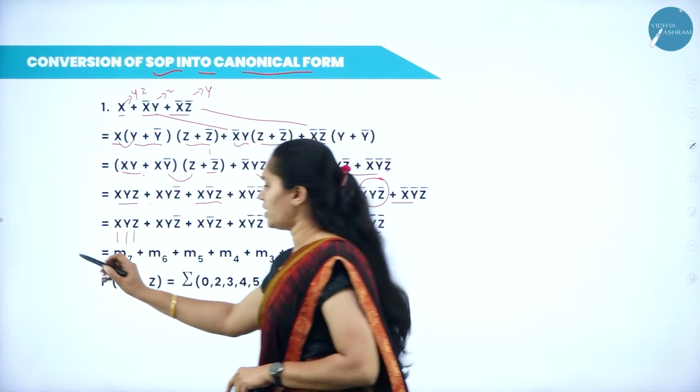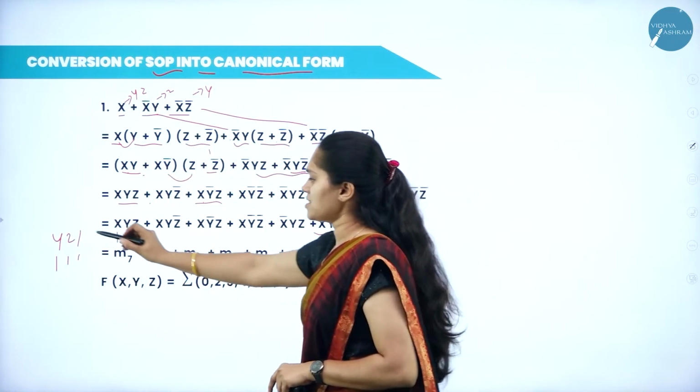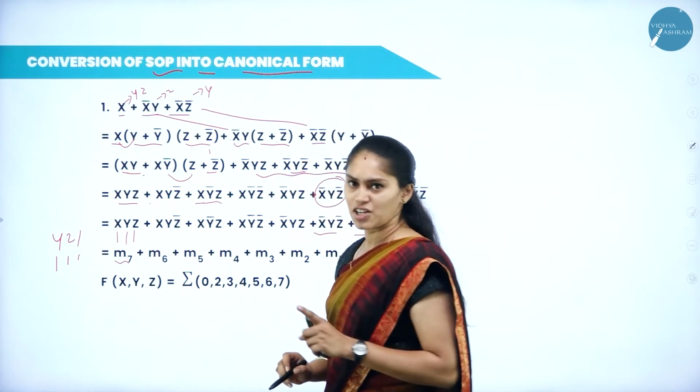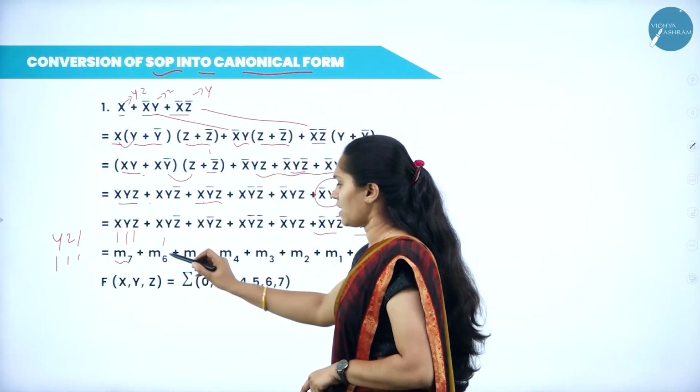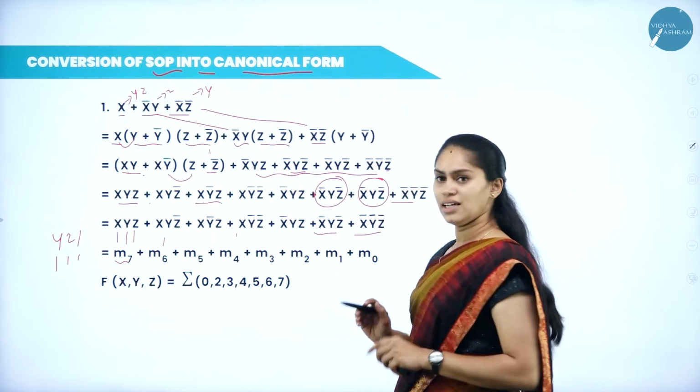So if it is a 1 to 1, if I take a 4 to 1 format, 1, 1, 1, 4 plus 2, 6, 6 plus 1 is 7. So its designation is 7. In the same way, I can find M6, M5, M4, M3, M2, M1 and M0.